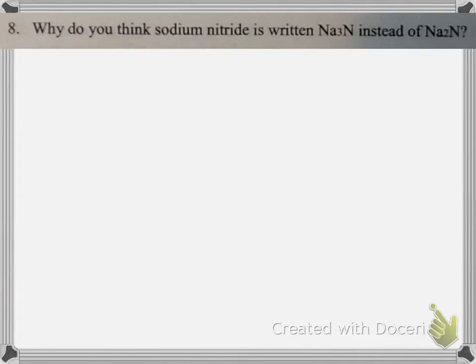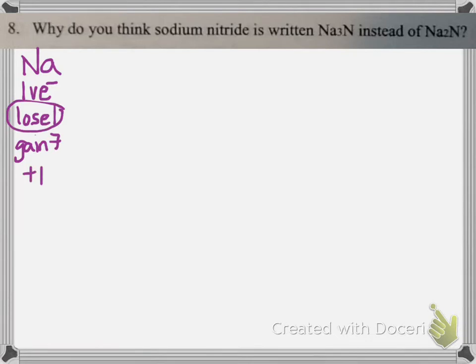Number 8. Why do you think sodium nitride is written Na3N instead of Na2N? So let's look at sodium as an ion first. Sodium's in group 1A. It has 1 valence electron, so it could lose 1 or gain 7. It's going to lose 1, so it has a charge of +1.